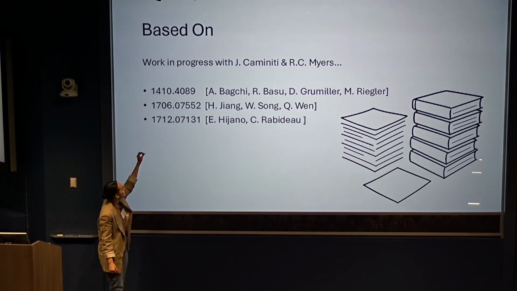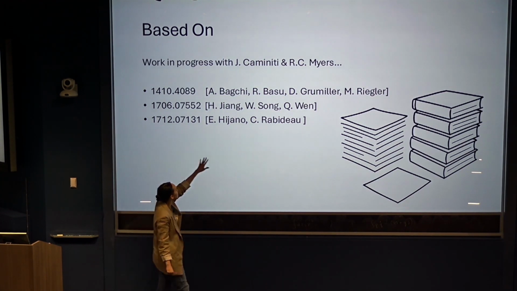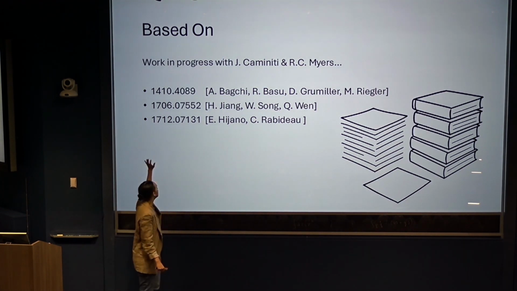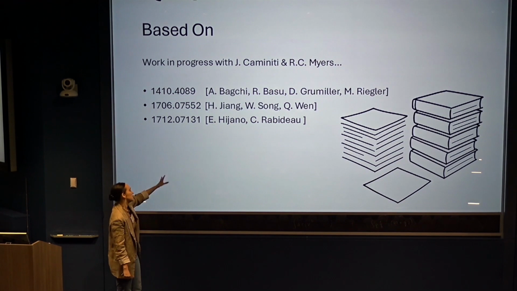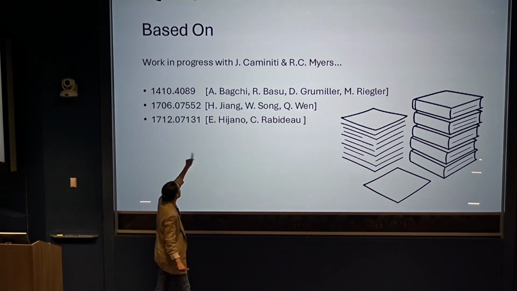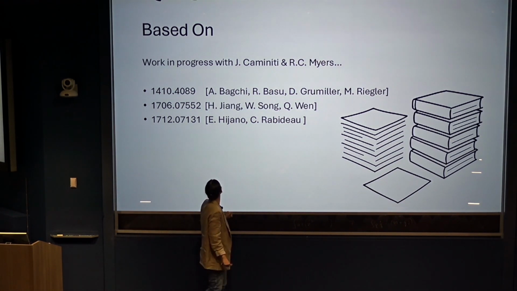The title of the talk is about a swing surface proposal that came out of work by Wei Song and collaborators. And then the thing where I'm actually going to do a computation that I guess is new will be in connection with the work by Hijano and friends.